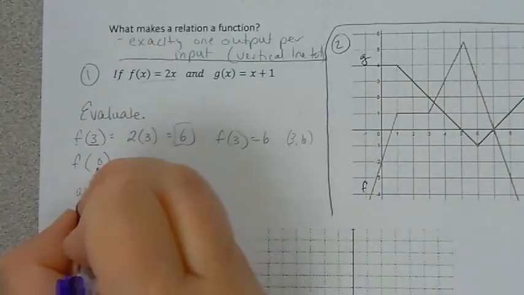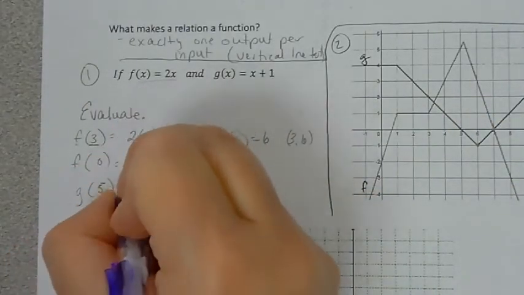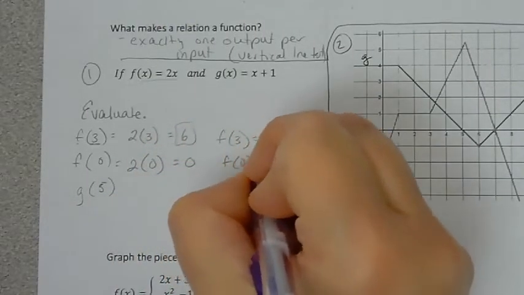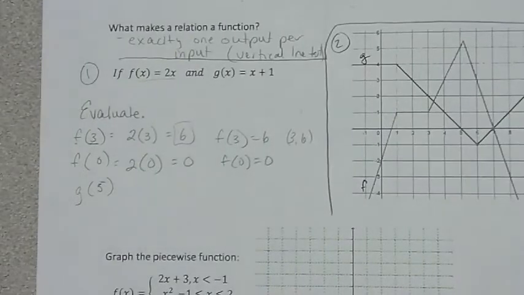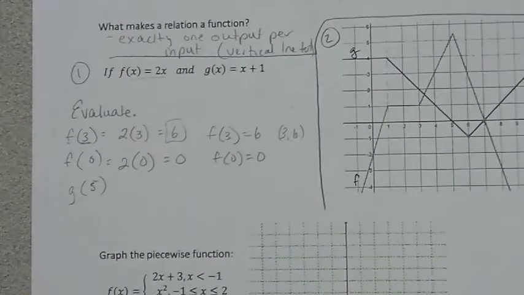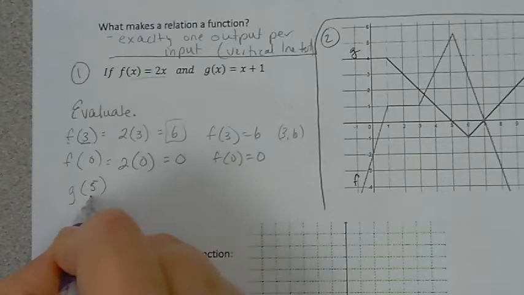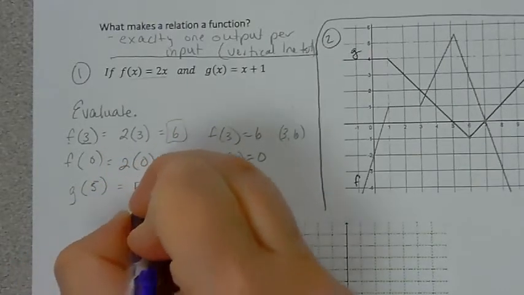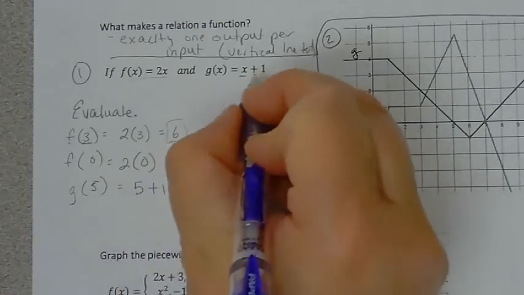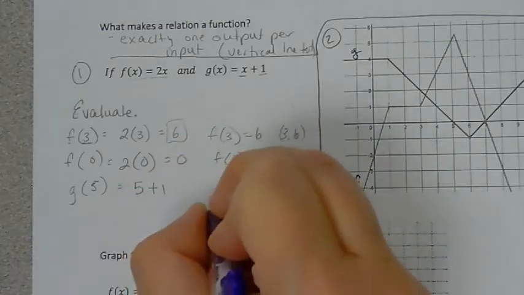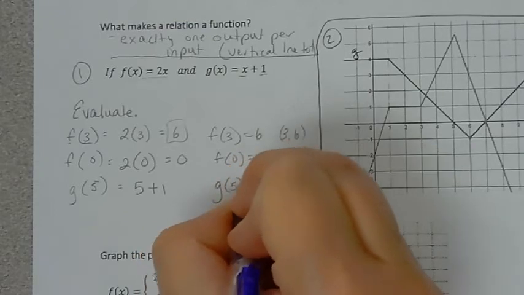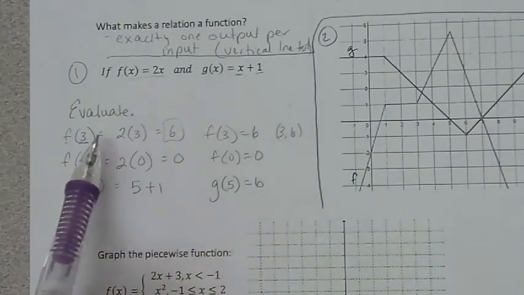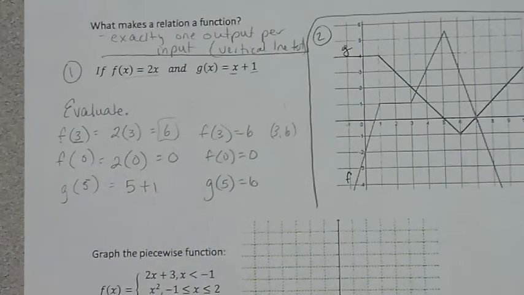What if I was asked to find f of 0? I would use the f function and put 0 as the input value. So f of 0 is 0. Those are just points that we would find on the graph. What about g of 5? This time I'm going to use the g function, and I'm going to put 5 as the input value, and the function is input add 1. So g of 5 would be 6. So sometimes when you're evaluating, they give you the function and you just have to evaluate a place.